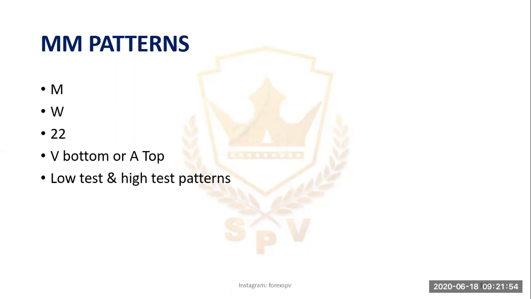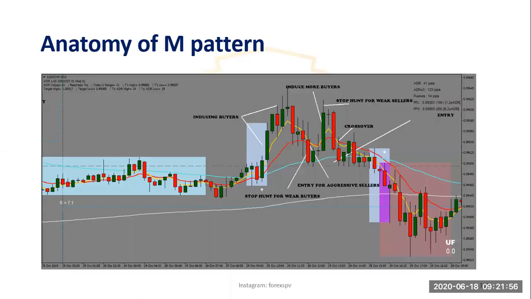So let's start with the M pattern, the anatomy behind the M pattern. When the dealer is forming the M pattern, simply you would see an Asian range, a tight Asian range that is also going down. And then the dealer will be inducing people to take buy trades, and while inducing people to take buy trades, is also raiding the buy stops around here.